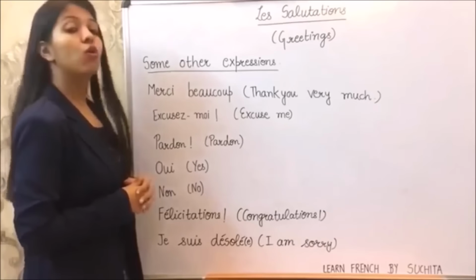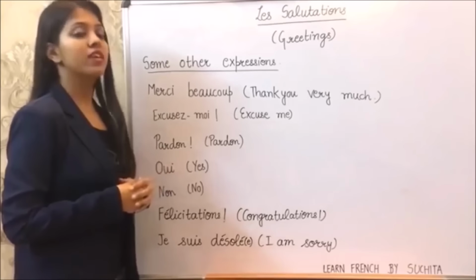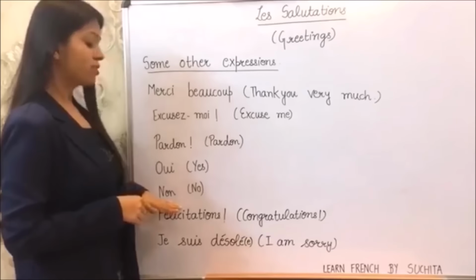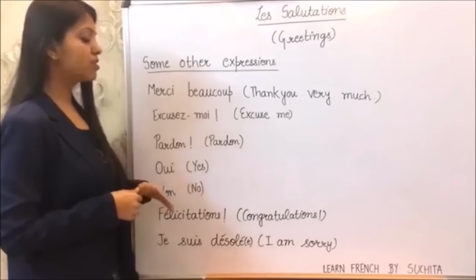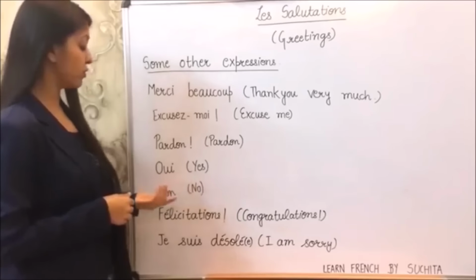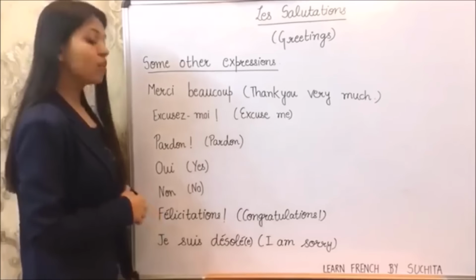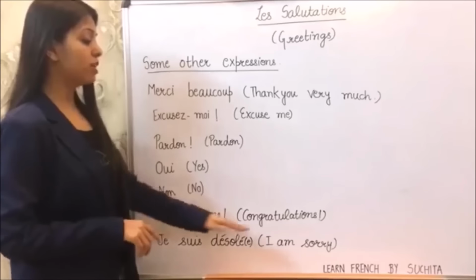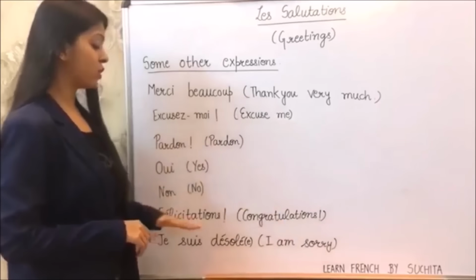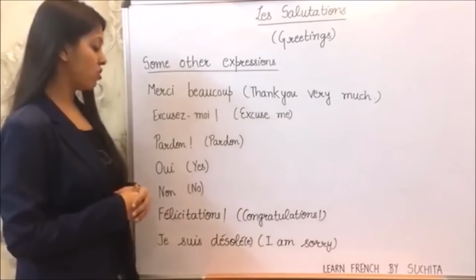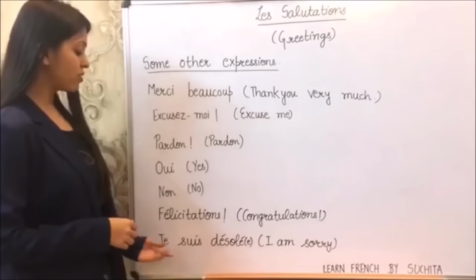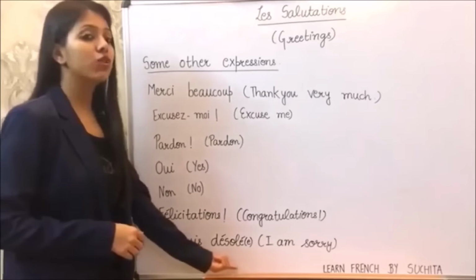Fourth one is oui. Oui means yes. Non means no, as we say it in English, but we write it as N-O-N. Now, the next one is félicitations, which means congratulations. We'll repeat this. Félicitations.